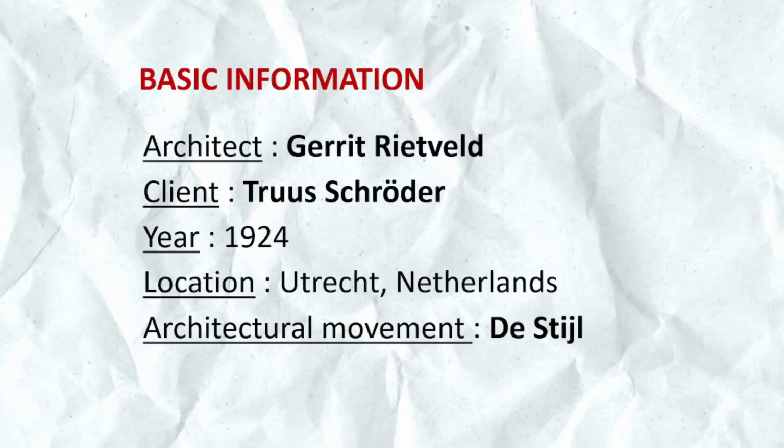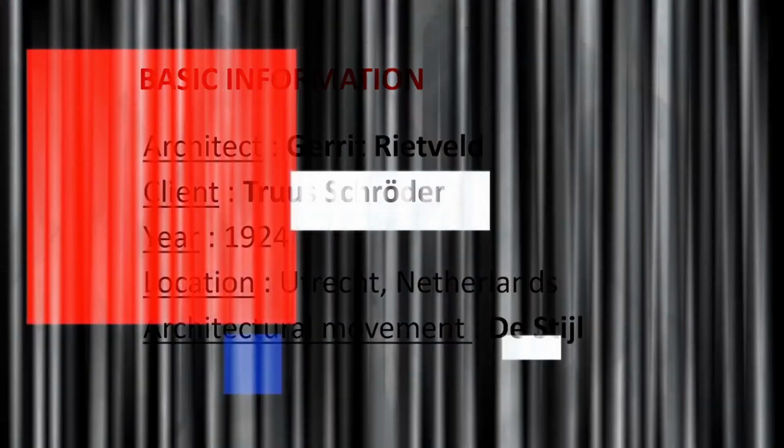So the architect here was Gerrit Rietveld. It was built in the year 1924 in the Netherlands. The major architectural movement that is influenced here is the De Stijl movement. So the idea behind the design is the De Stijl movement. Rietveld was part of this De Stijl movement.